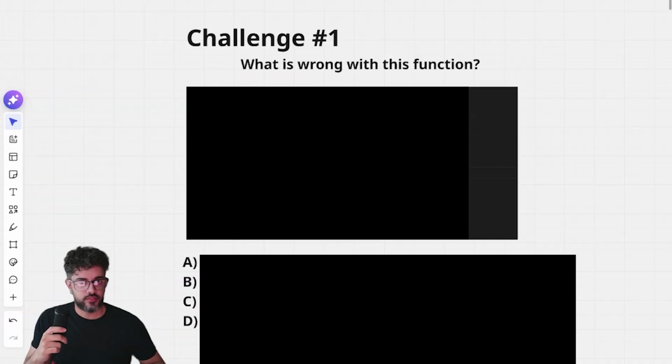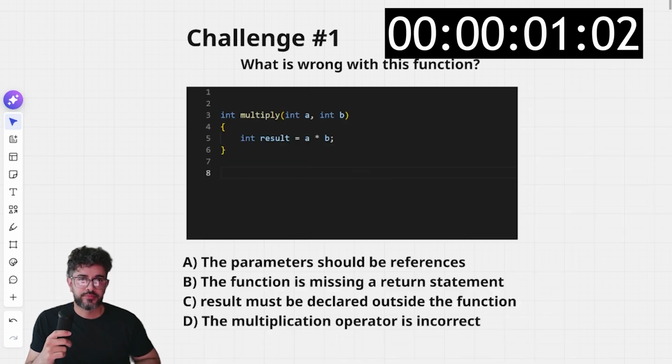Okay, you ready, Ghost? Let's debug. Okay, so this is the first challenge. What is wrong with this function? It could be A, B, C, or D. Remember, you only have 30 seconds, and that begins in 3, 2, 1.